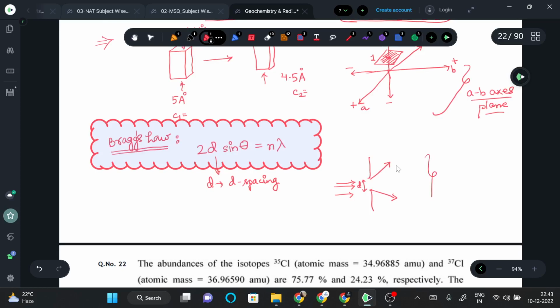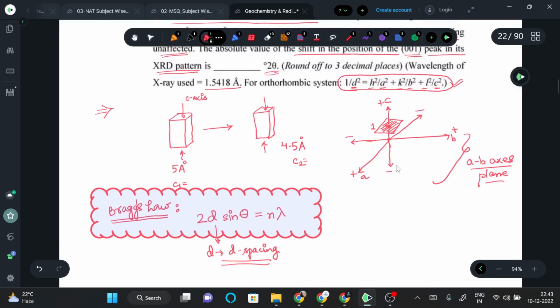Then we have different values, n lambda by 2 and n lambda plus 1 by 2. All these kinds of things are there. So this is basically the different wavelengths and path difference that we have. We will not go into details in this. This is just to show what D spacing is.